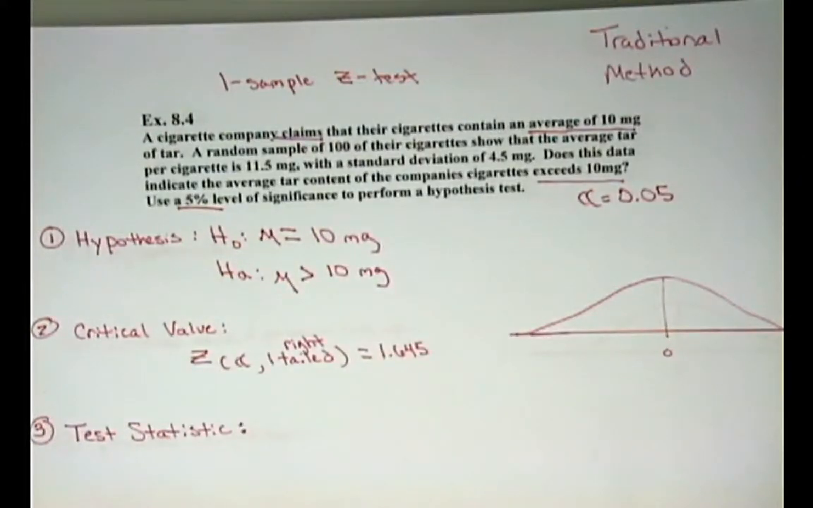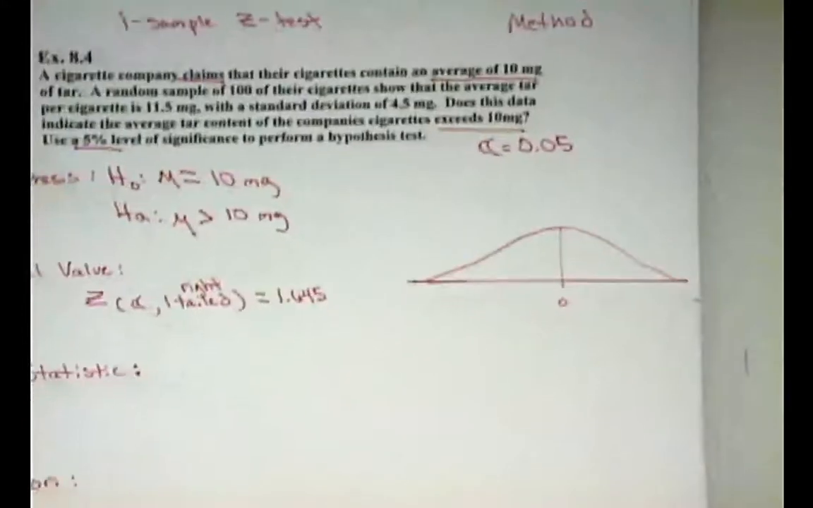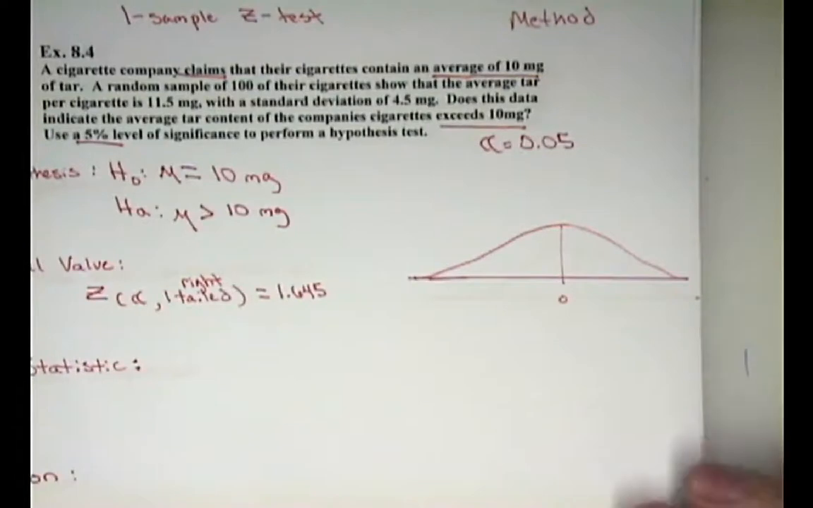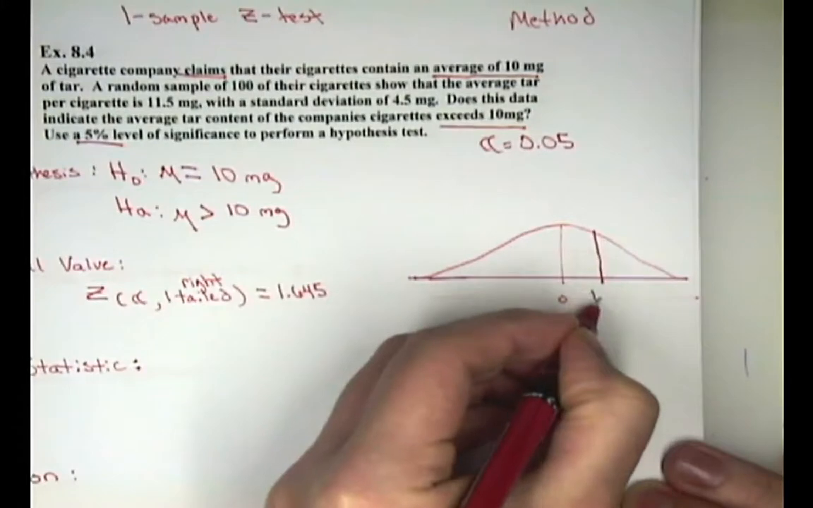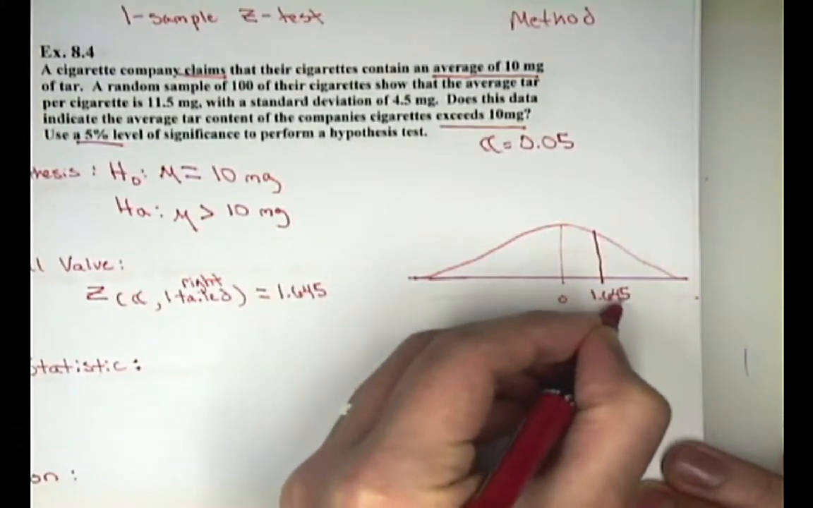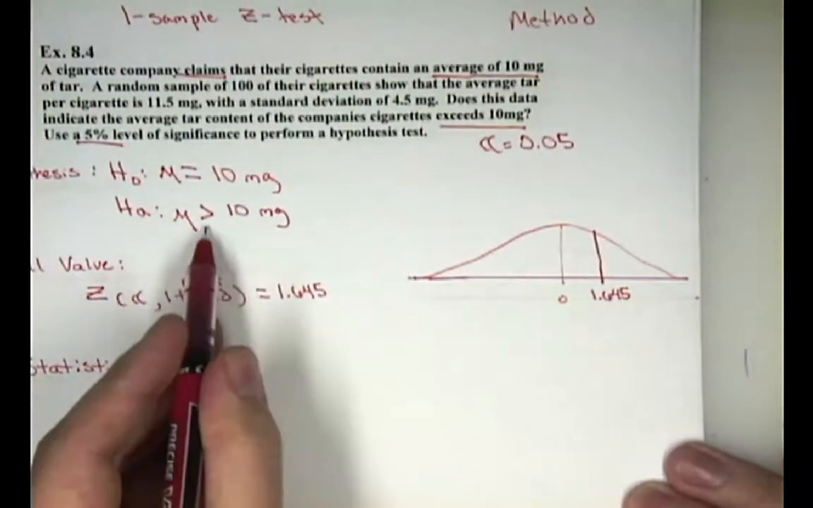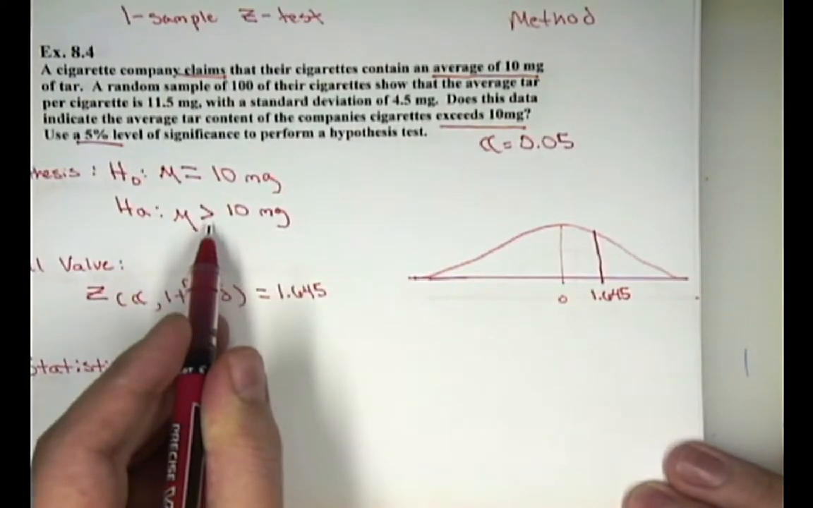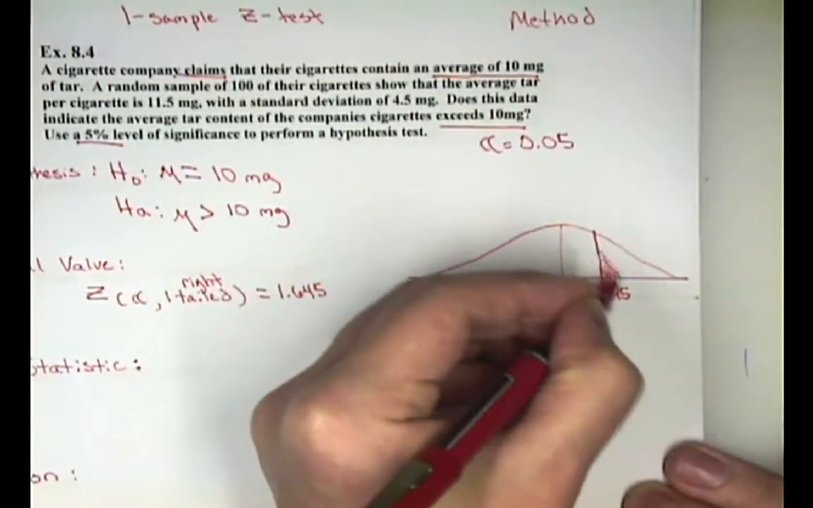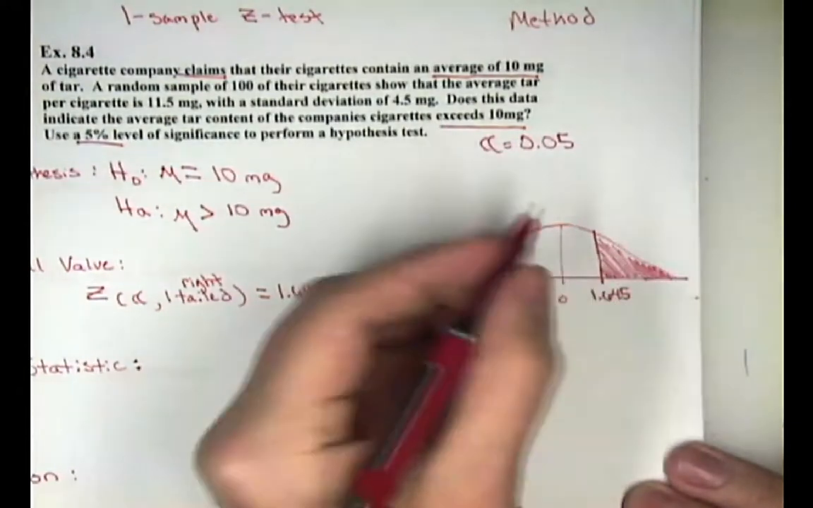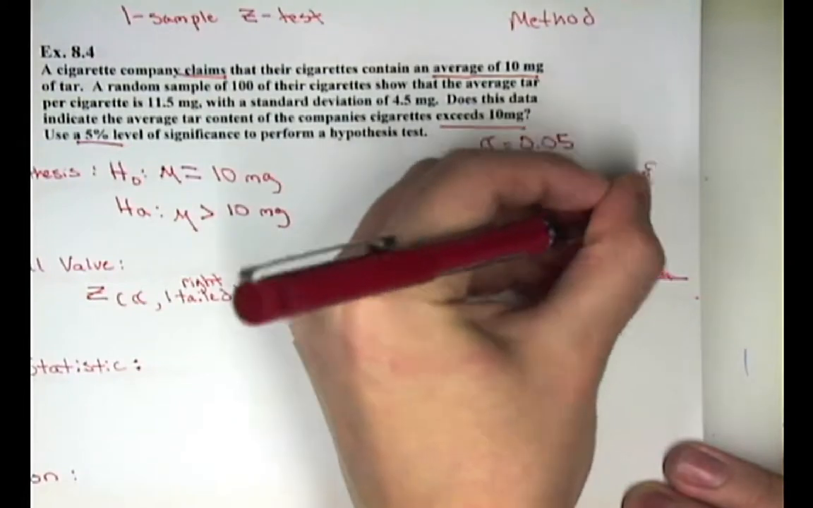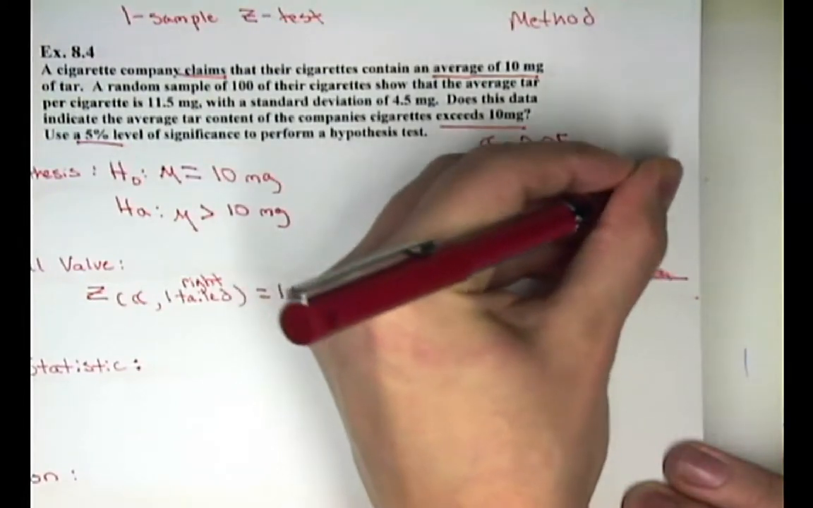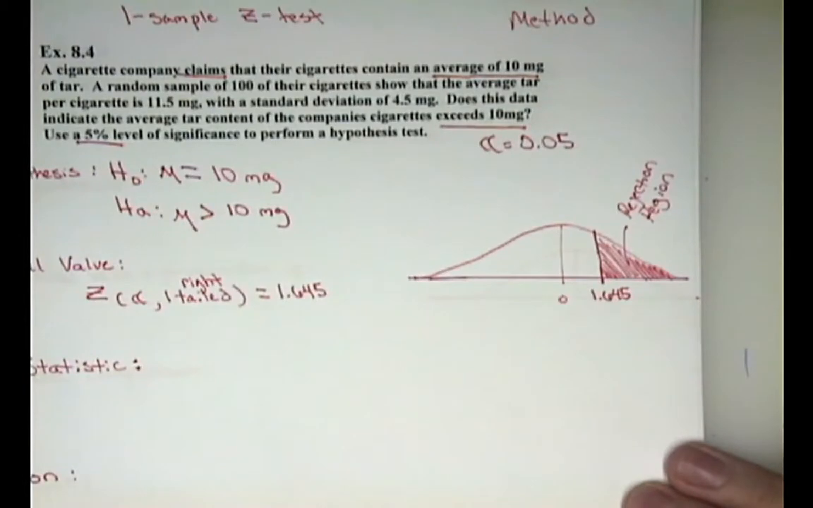Alright, once you've done that, you shade or set up your picture, your rejection region. So you plot the critical value, which is 1.645, and you shade the tail. You shade in the direction this arrow is pointing. This arrow is pointing right, so you shade to the right of your critical value. And this is your rejection region, which I will often abbreviate RR.